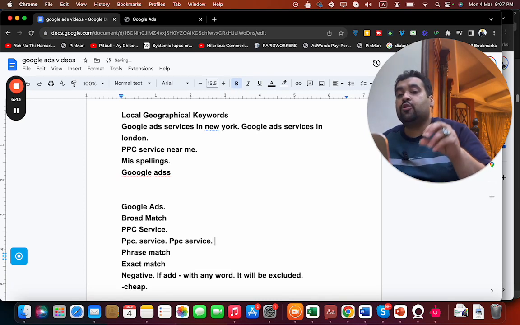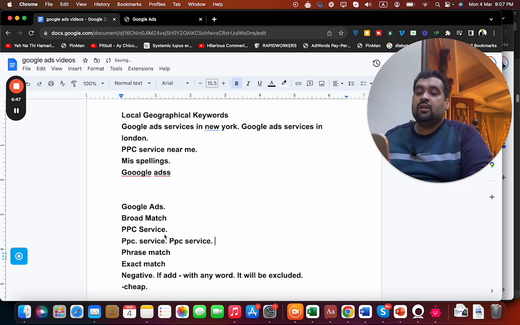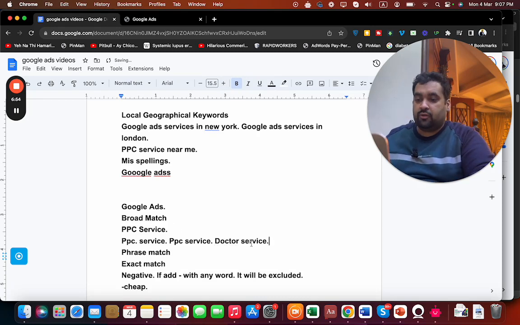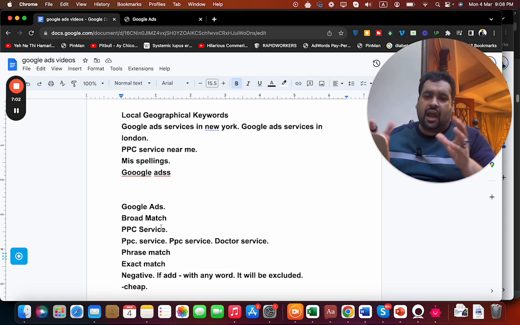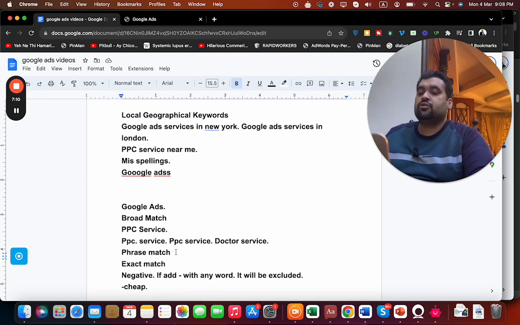In general, I do not recommend people to target broad match, because service can be other things. If someone is searching for doctor service, my ad will be shown because the word service is there. So if any part of the query is searched by a user, your ad will be shown. That is actually a mess, and that will generate very irrelevant traffic. So I do not recommend broad match, but my recommendation is to target phrase match or exact match.